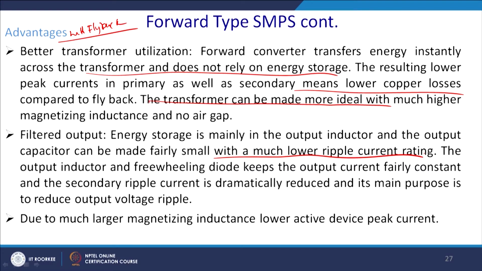The output inductor and freewheeling diode keep the output current fairly constant, and the secondary ripple current is dramatically reduced, and its main purpose is to reduce the output voltage ripple. That is the whole purpose of it. Due to the much larger magnetizing inductance, the current is less peaky than in the flyback converter.